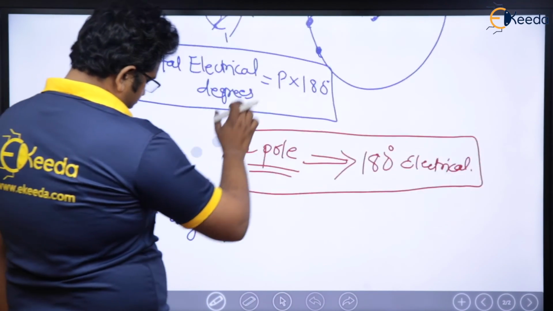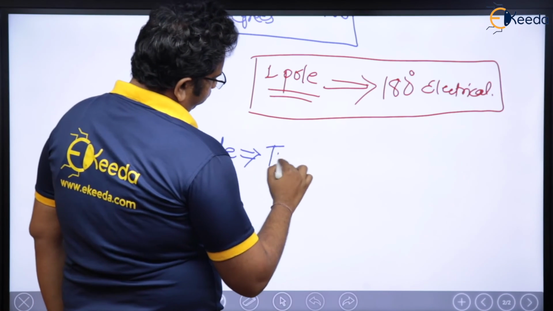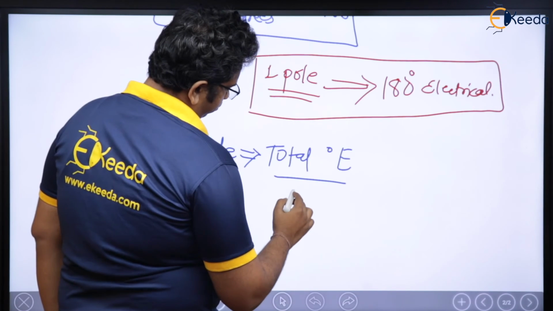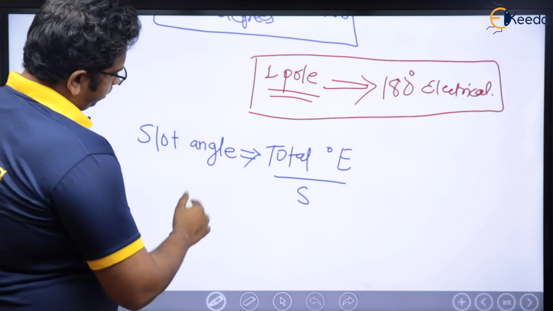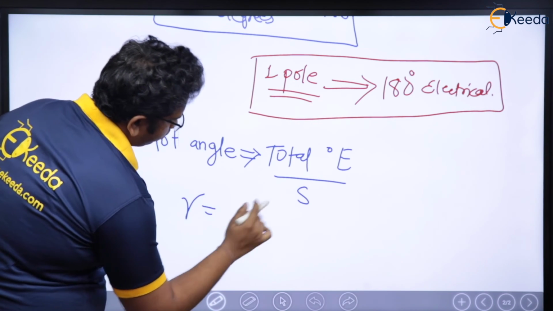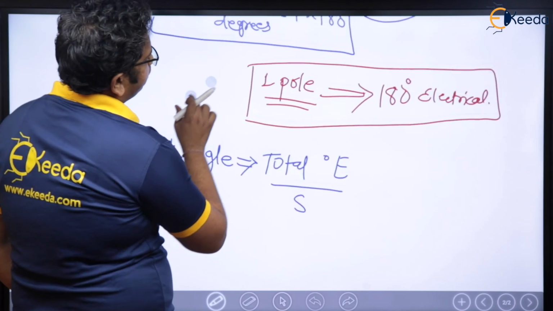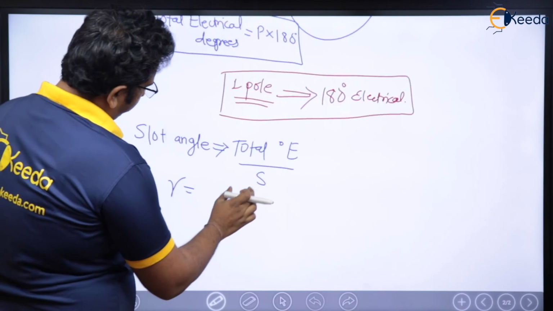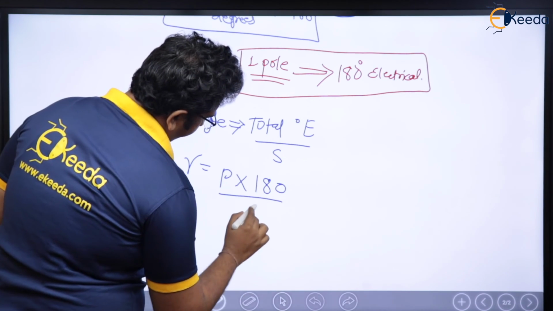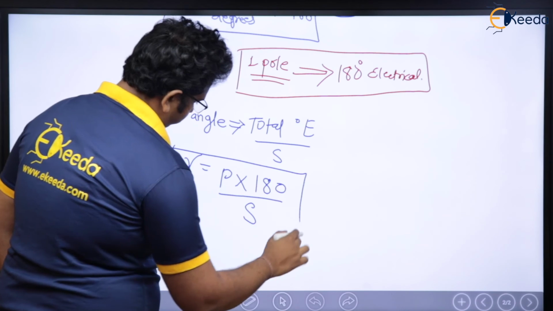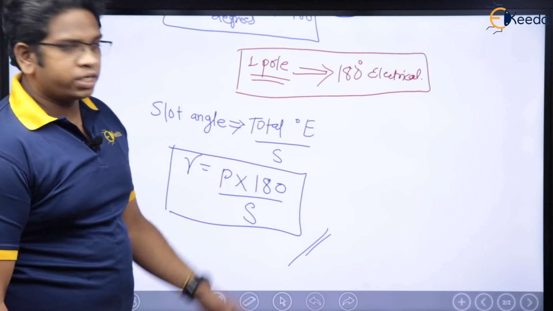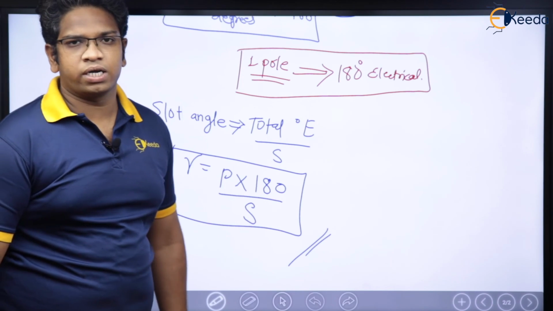So slot angle is going to be how much? Total electrical degrees upon number of slots, which is nothing but gamma. Total electrical degrees is how much? P into 180. So gamma is going to be P into 180 divided by the number of slots. I hope this whole thing is clear. This is what is about slot angle. Thank you.